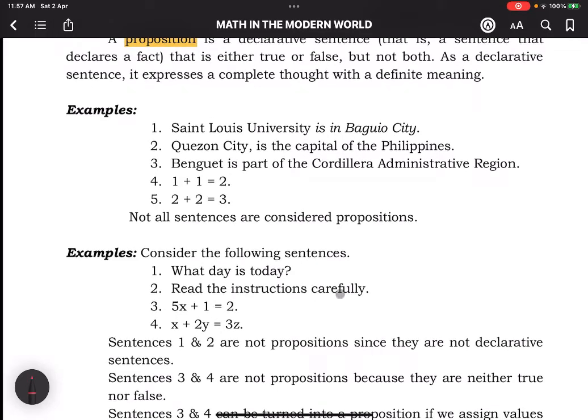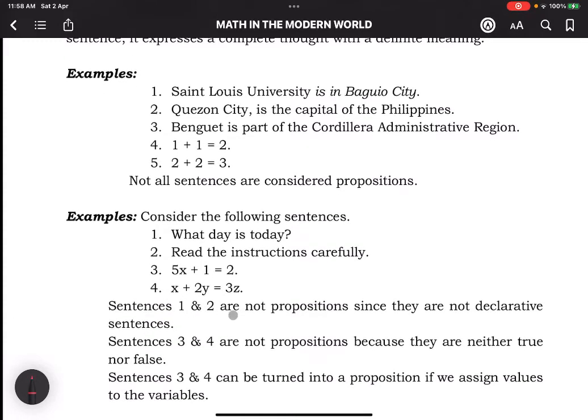Example, what day is today? Second, read the instructions carefully. Again, number 3, 5x plus 1 is equal to 2. The fourth one, x plus 2y is equal to 3z. Sentences 1 and 2 are not propositions since they are not declarative sentences. This is interrogative sentence. Siya ay nagtatanong. So that is not a declarative, which is the requirement for a sentence to be a proposition. So dapat declarative siya. Since ito ay interrogative, so hindi natin siya pwedeng sabihin siya ay proposition.